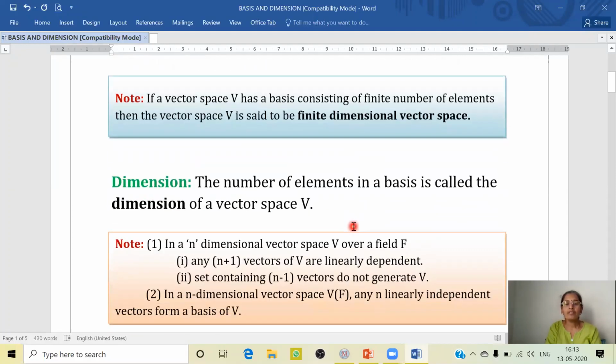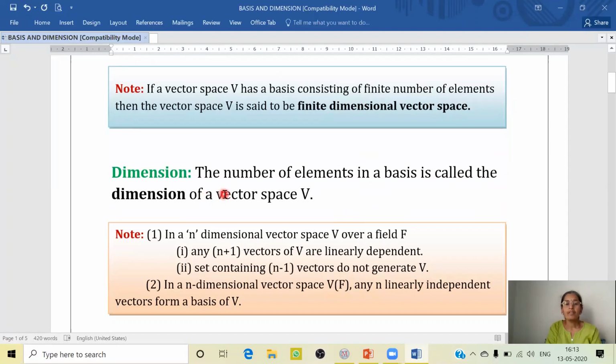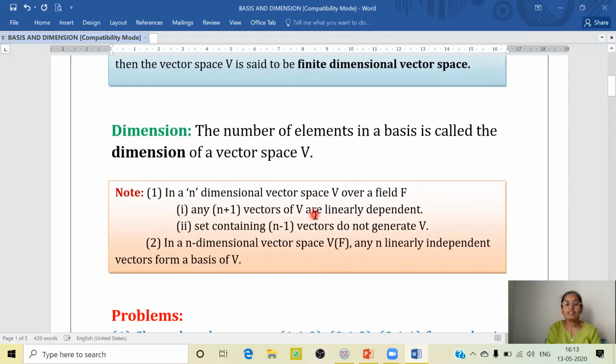Next, let us see the definition of dimension. The number of elements in a basis is called the dimension of the vector space V. Here are some results based on basis and dimension.